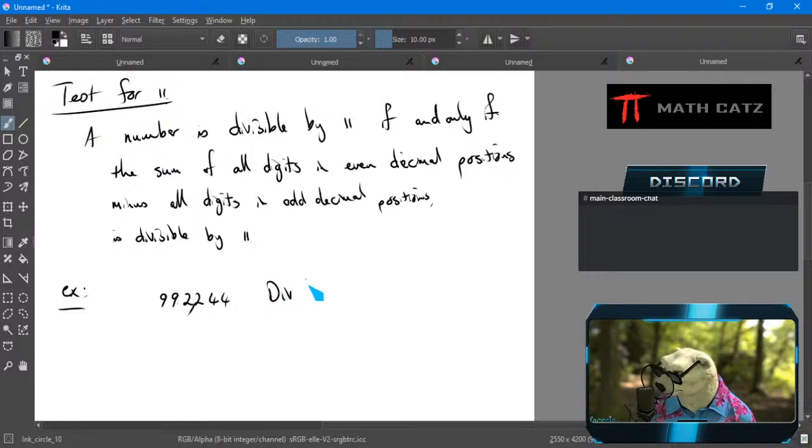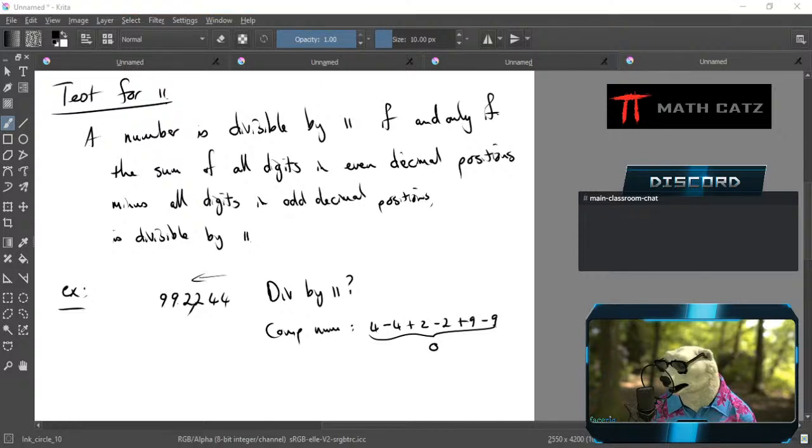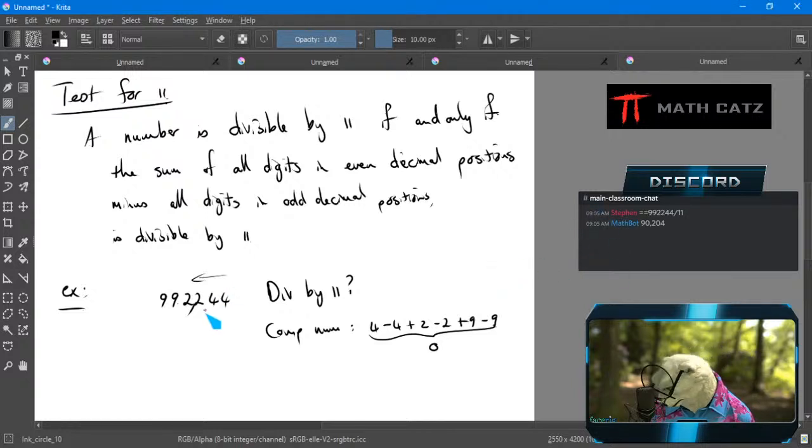So the question is, is it divisible by 11? So my comparison number is going to be, starting right to left, 4 minus 4 plus 2 minus 2 plus 9 minus 9. My comparison number is 0. Is this number divisible by 11? Well, let's sort of cheat a little bit. Let's cheat for a second and use my calculator to divide this number. 992244 divided by 11. It is divisible by 11.